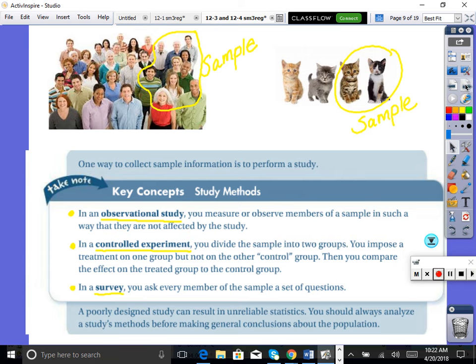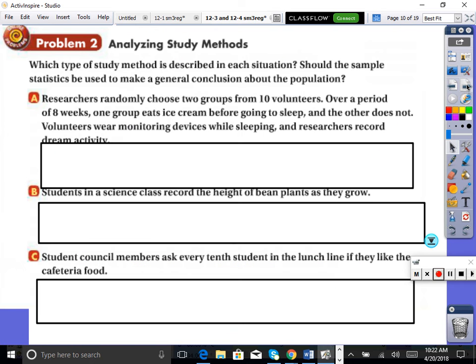Okay. So this is my last thing, and then I'm going to let you work for the last 20 minutes and see if you can finish up that one. Tell me which study method is being used here. A researcher randomly chooses two groups of 10 volunteers. Over a period of 8 weeks, one group eats ice cream before going to sleep, and the other does not. Volunteers wear monitoring devices while sleeping, and researchers record dream activity. So which one is it?